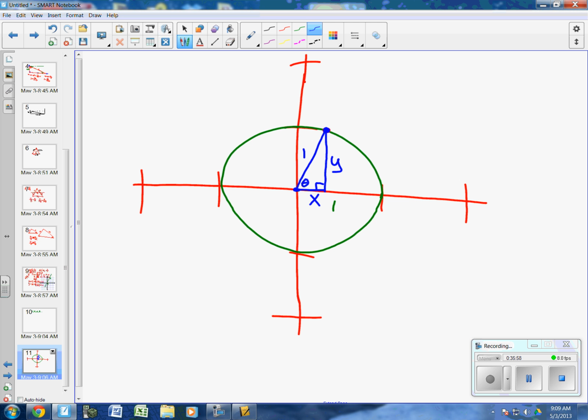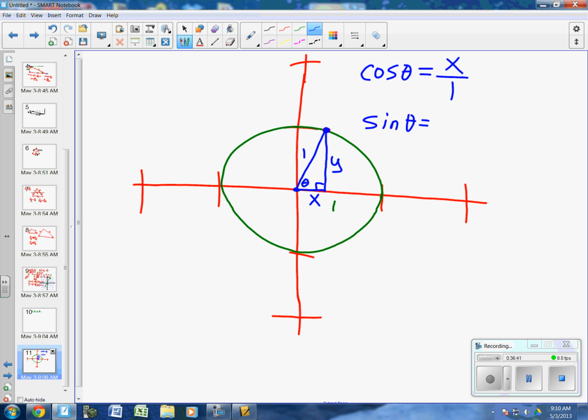If I want to define the cosine of theta right here, by definition, what is the cosine of theta? Adjacent over hypotenuse, right? Which side is adjacent right here? X. Which side is hypotenuse? 1. So by definition right here, cosine is x over 1, right? What about sine of theta?